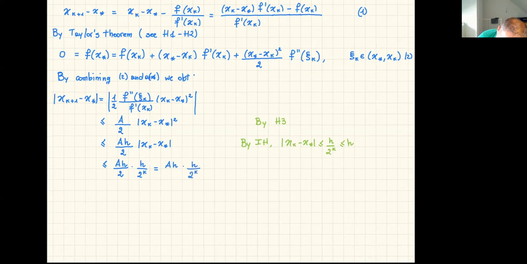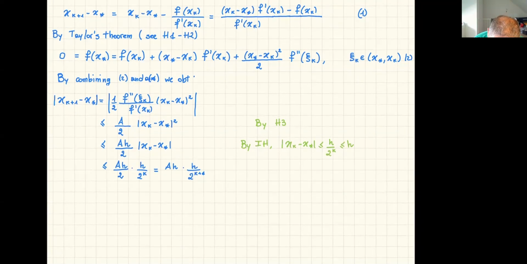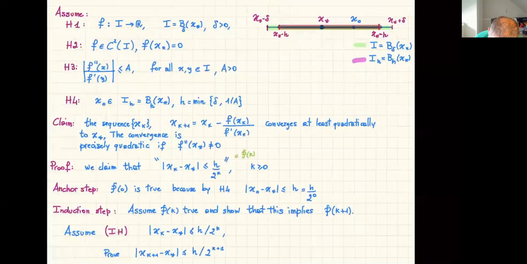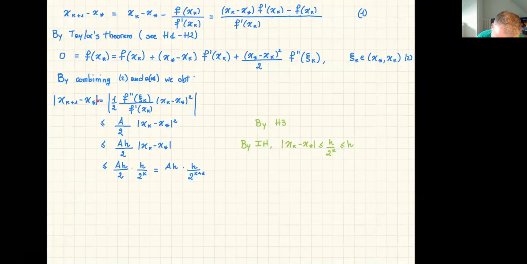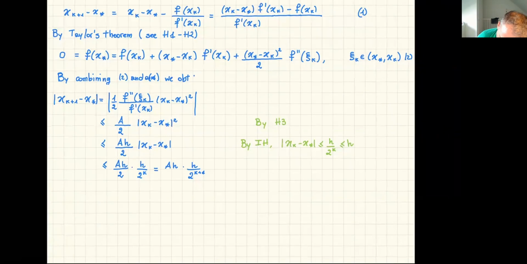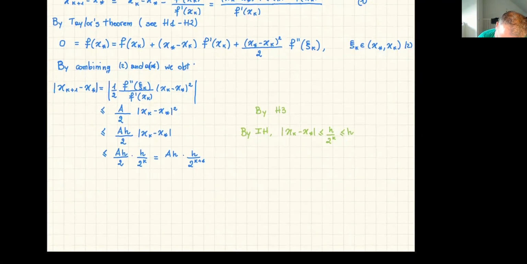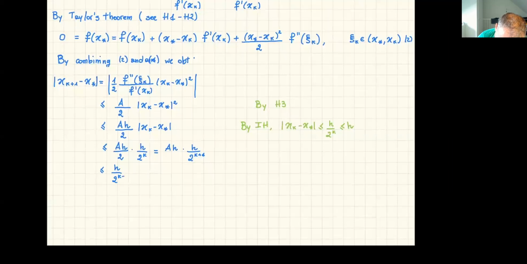So why I think I'm only partially satisfied, because remember, in here I'm trying to prove that |xk plus 1 minus x star| is less than h divided by 2 to the k plus 1. And in here I've almost done that. I have this part here that is less than a factor times h divided by 2 to the k plus 1. And wishful thinking would like me to write that. And I think this is legitimate.